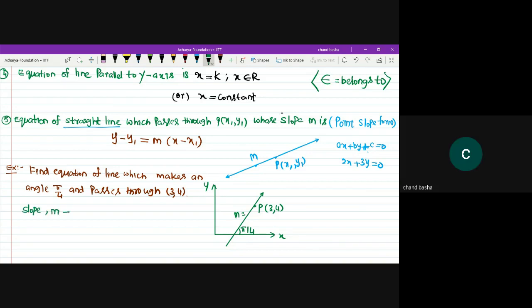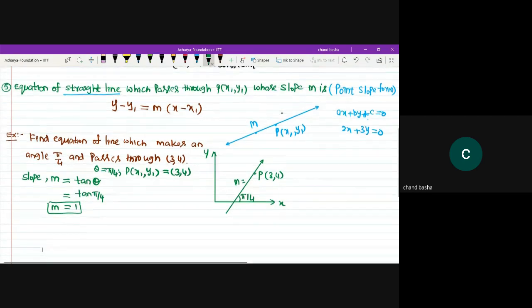Very good. The slope is the tangent of that inclination, tan theta, clearly given as theta is equal to pi by 4, and the point (x1, y1) is given as (3, 4). So what is tan theta? Theta value is how much? Pi divided by 4. What is tan pi by 4 value? 1. That means indirectly the slope of the line is given as 1. Right? What is the equation of the straight line?